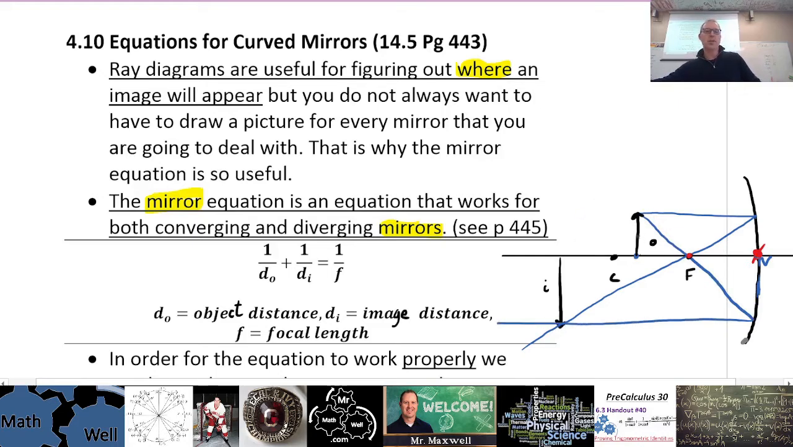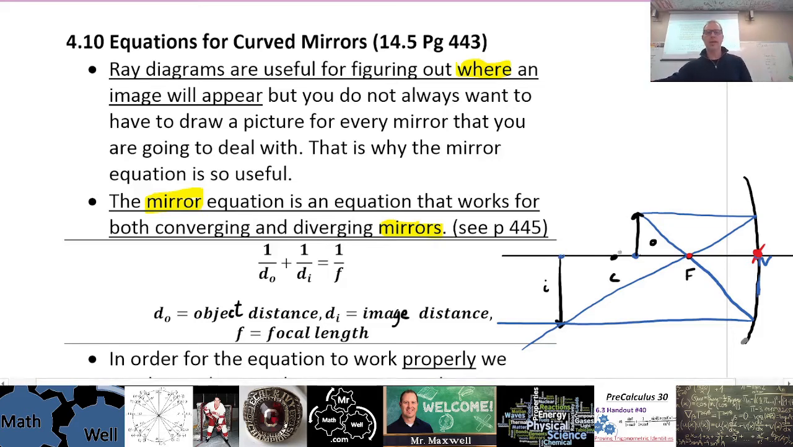If the object was suspended in air, above this imaginary principal axis, then you'd have to go from the bottom too and find out where the bottom was. You do the same thing, which we haven't done an example of. But if the object sits on the principal axis, the image will sit on that principal axis as well. So that's great.